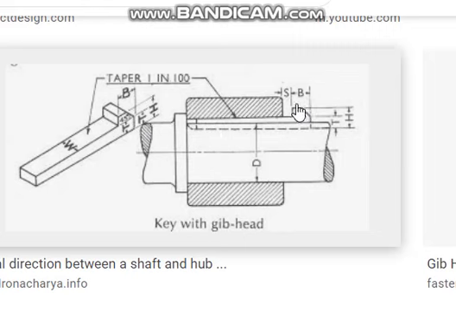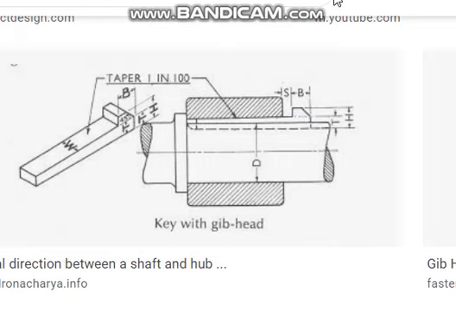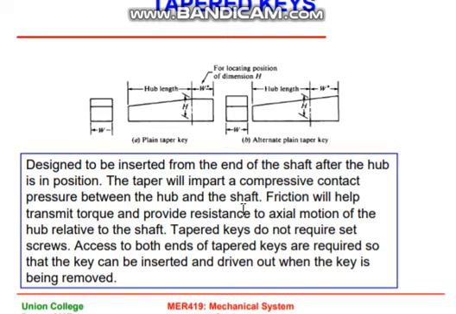Because it has this head, you can put a wire around it and just pull it. If that is not there, how will you remove it? In such cases an ordinary sunk key will not do. Therefore, the jib head is needed. For inserting and for driving it out, there should be access. Access means there should be an entry by which you can go and remove it.